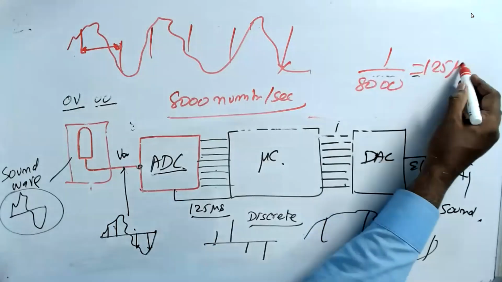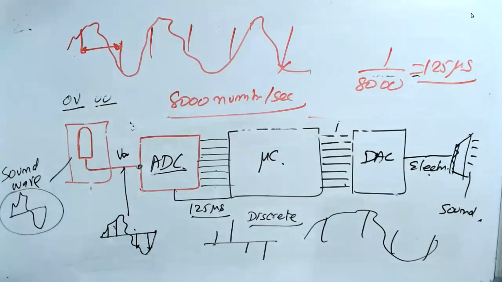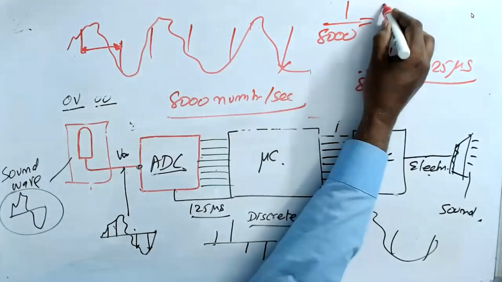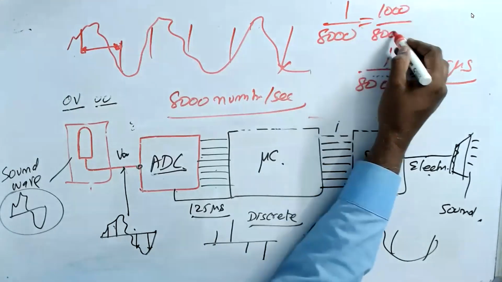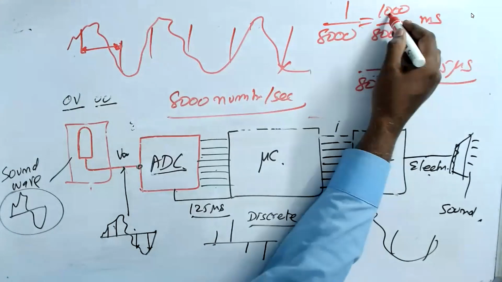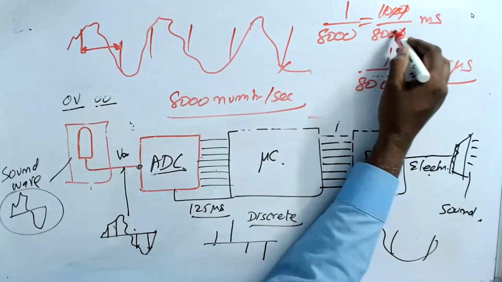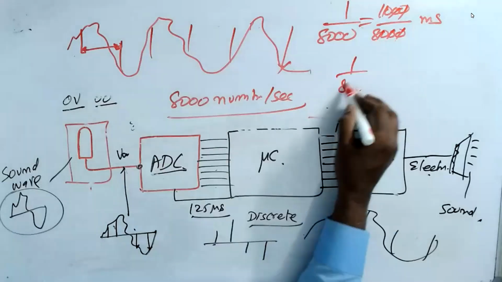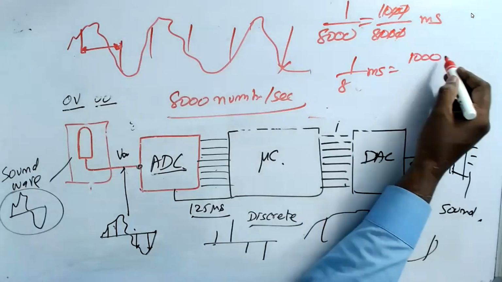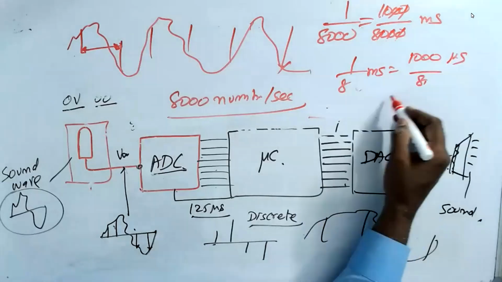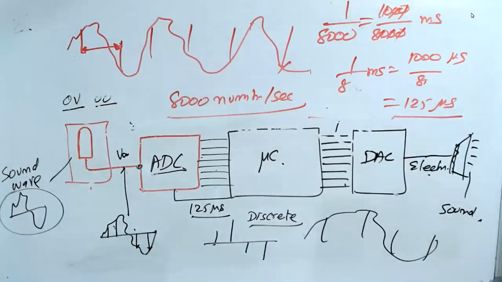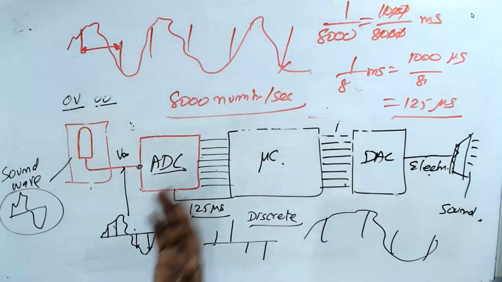How did we get it? 1 by 8,000 is equal to 1,000 by 8,000 millisecond, because I multiplied by 1,000. That is equal to 1 by 8 millisecond, which is equal to 1,000 microsecond divided by 8. 1,000 by 8 is 125. Now you understand how I got the number. You will study all this in college. At that time, remember the number 125 microseconds.